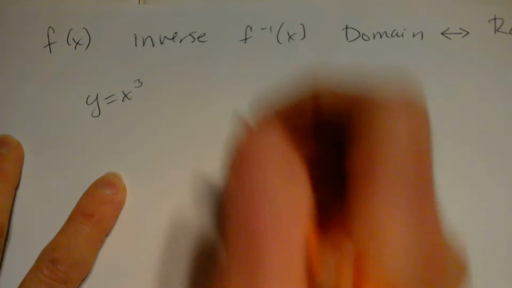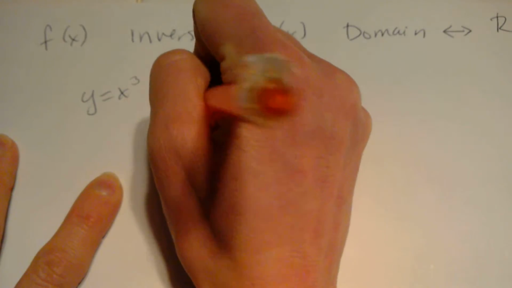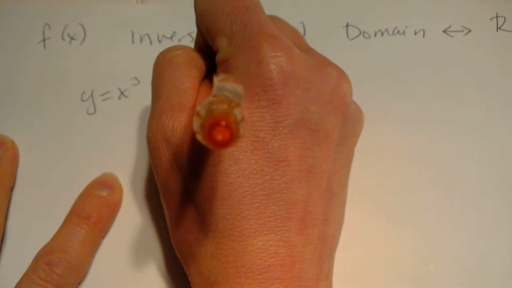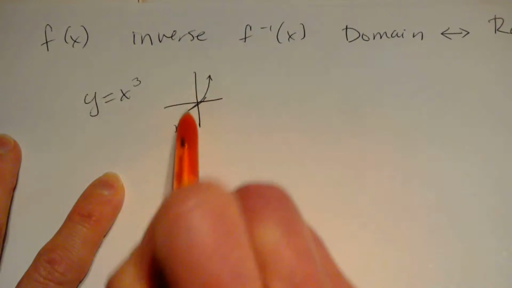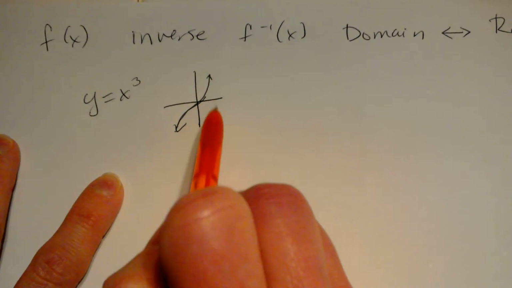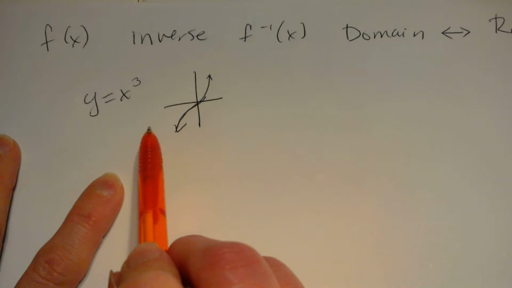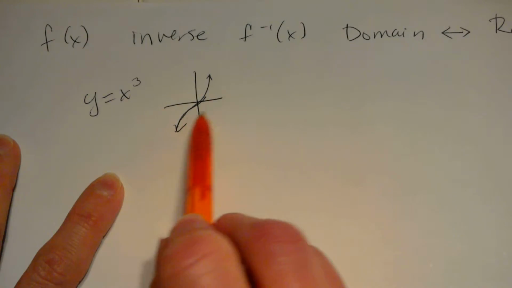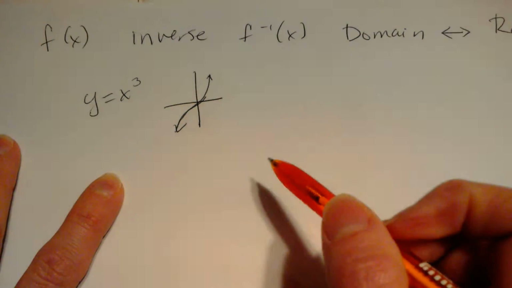x cubed. If I graph x cubed, it's going to look something like this. It's going to go through the origin. Now, for this to be a function, we talk about passing the vertical line test. Well, it does. It's a function. Now, for its inverse to be a function, it has to pass the horizontal line test, which this one does. So its inverse is a function.